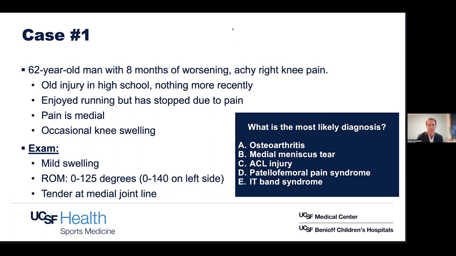All right, great. So the results are on the screen there. 61% of you picked osteoarthritis. I'd agree with that. 32% said medial meniscus tear, which could certainly be that too. There's so much overlap and we'll talk through that as we go. But I would agree that OA is probably our leading diagnosis. Medial meniscus tear is a close second.